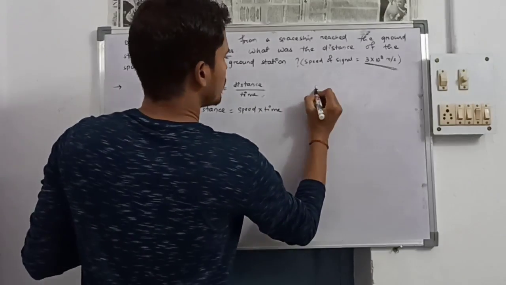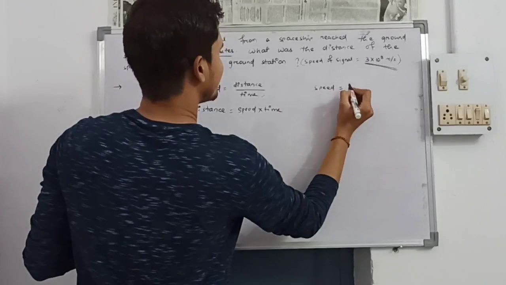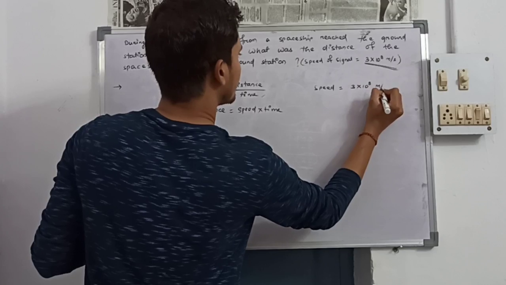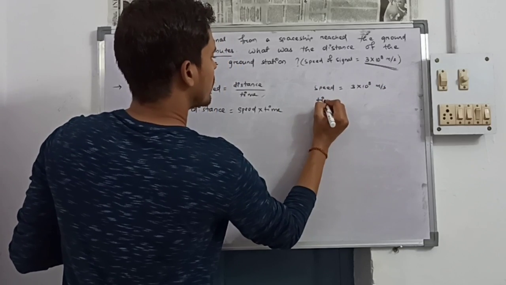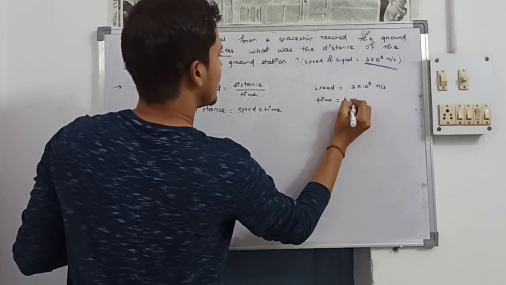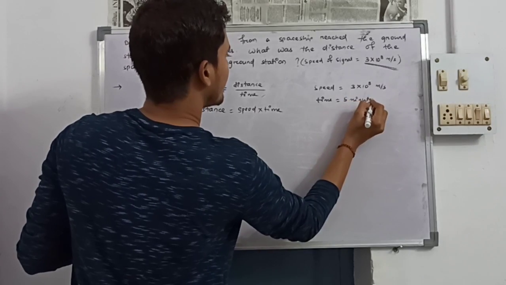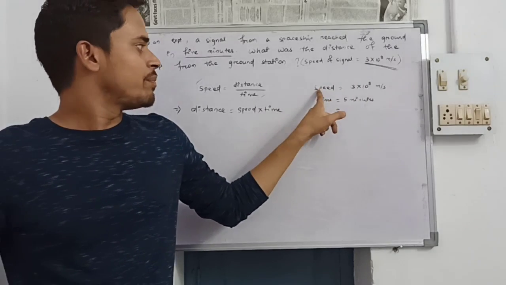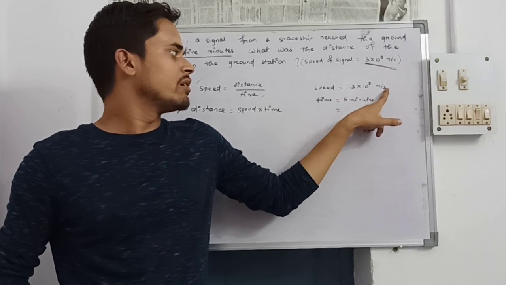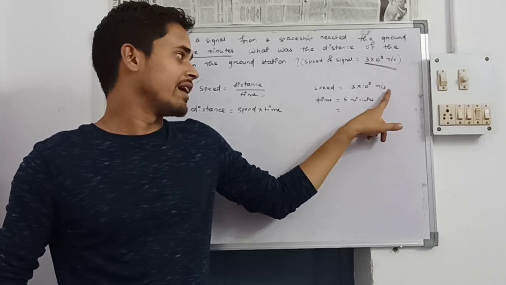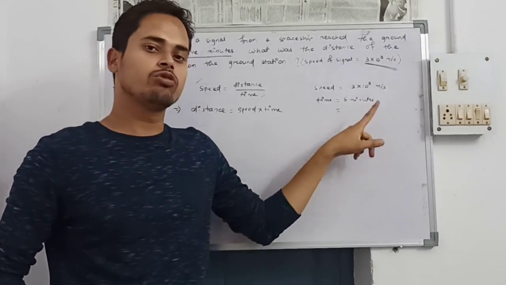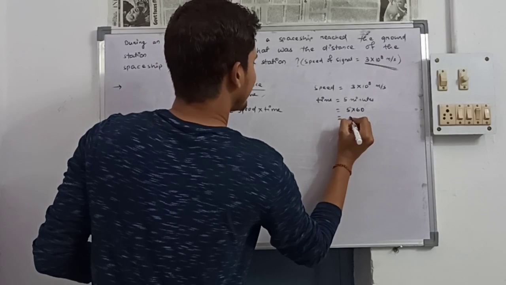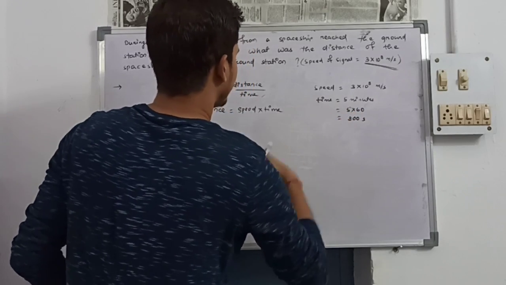First you will write given: speed of signal equal to 3 into 10 to the power 8 meter per second. Time equal to 5 minutes. As you can see here in speed, the unit of time is second, but here minute is given, so you have to convert it into second. 5 into 60 second, so that it is 300 seconds.